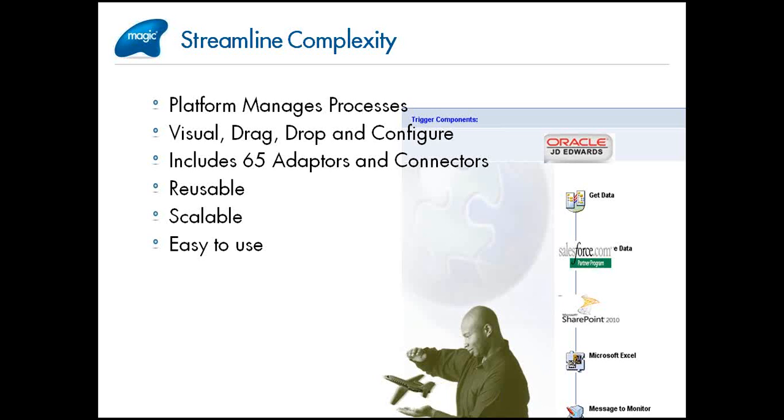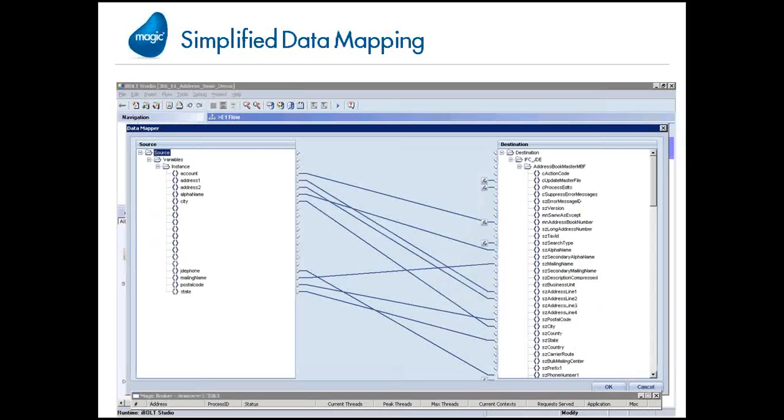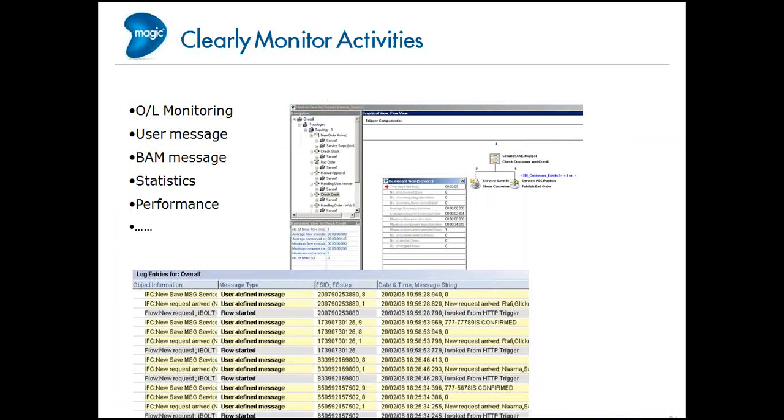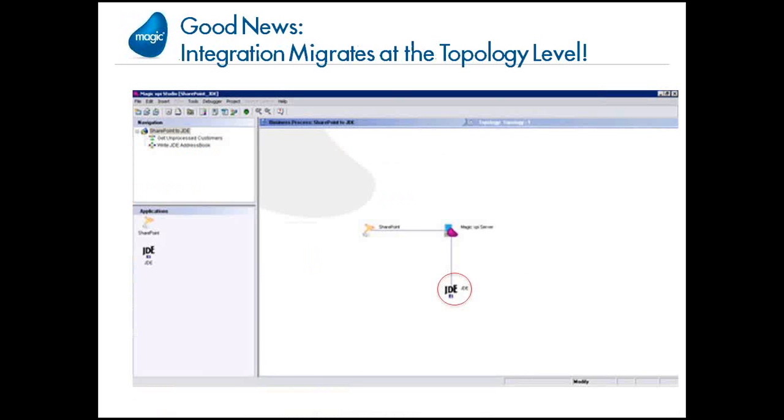The Xpi Integration Platform from Magic Software manages business processes. It has all of these adapters and connectors. They're reusable, scalable up to carrier class requirements, and easy to use. So the data mapping that you'll see in a moment looks something like this, and it's very exciting. The ability to visually transform your data rather than having to resort to programming. Much better approach than the direct SQL integration, as we suggested, and allows you to clearly monitor activities here, with online monitoring, user messages, BAM messages, business activity monitoring. You can see statistics and performance about your integration processes as they're running and at the kinds of intervals that make sense to you.